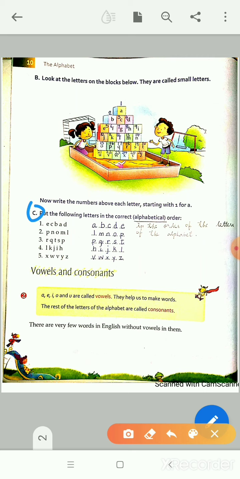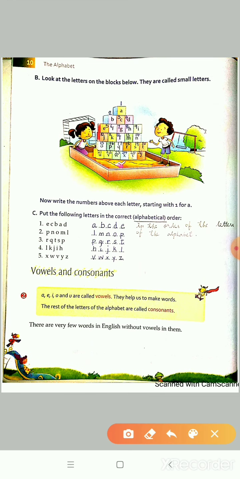So students, here we have got these letters which we are going to arrange in the alphabetical order. Let us start saying A, B, C. So let's start from the letter A. Do we have the letter A here? Yes. So write A in the blank, students.